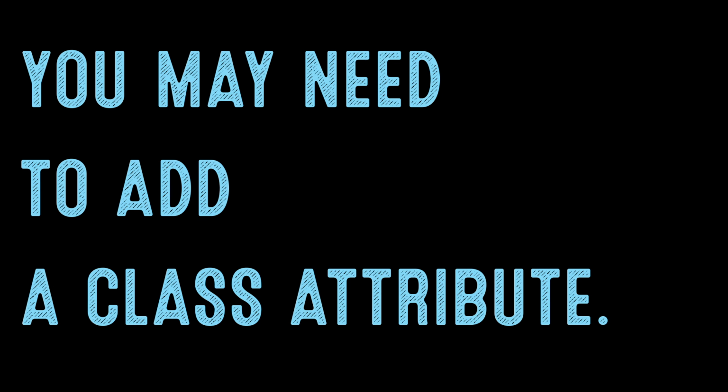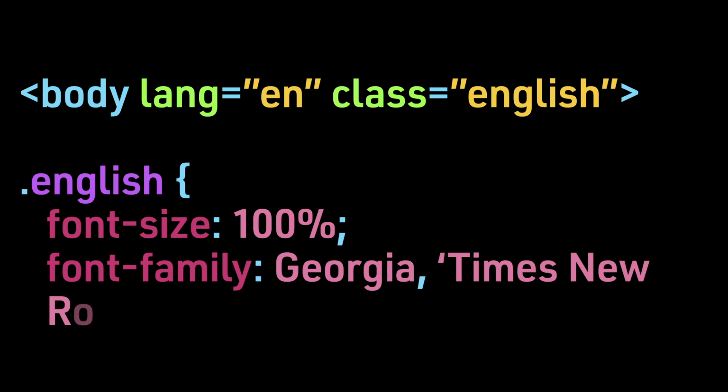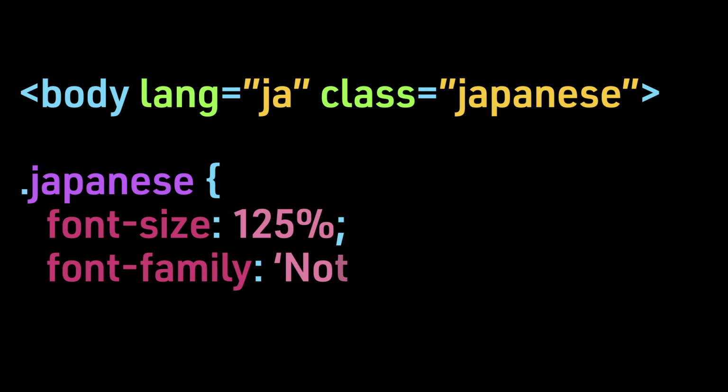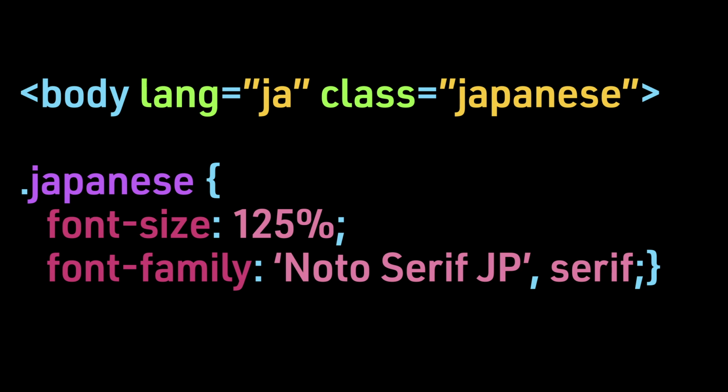So instead, you may need to add a class attribute. Body, lang equals "en", class equals "English", dot English, font size 100%, font family Georgia, Times New Roman, serif. Body, lang equals "ja" in quotation marks, class "Japanese" in quotation marks, dot Japanese, font size 125%, font family Noto Serif JP, serif.